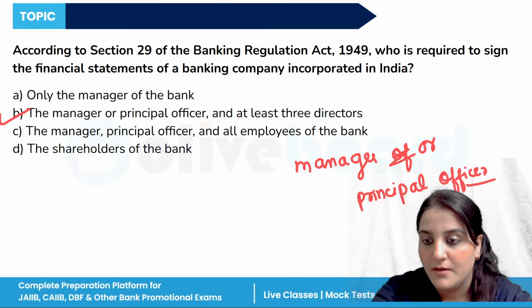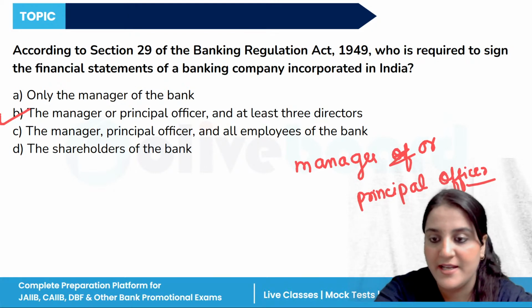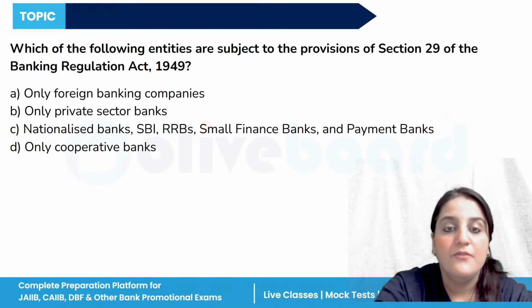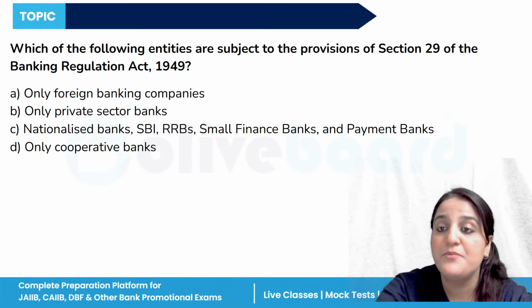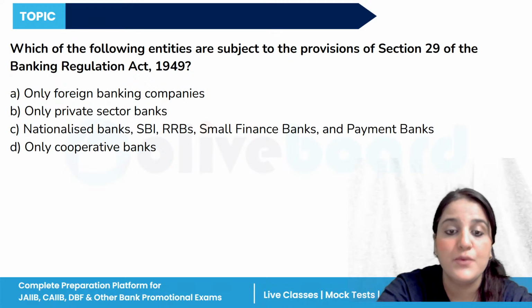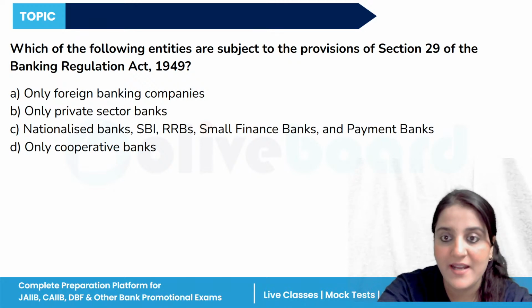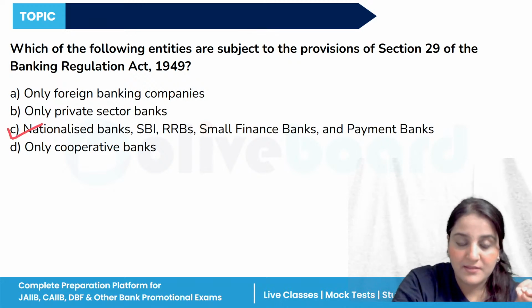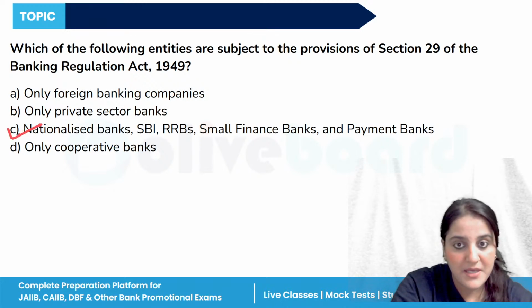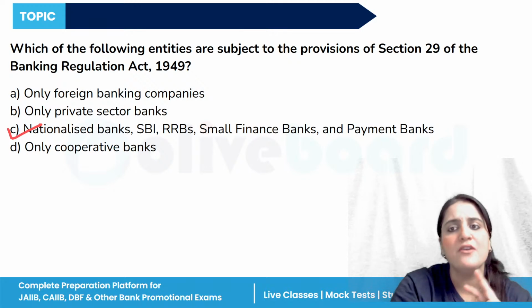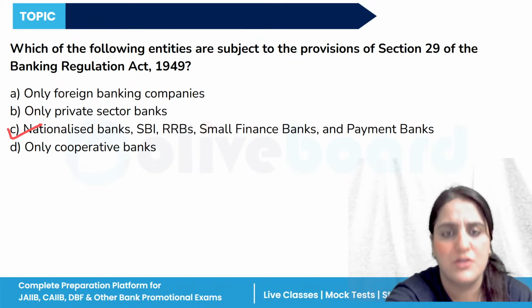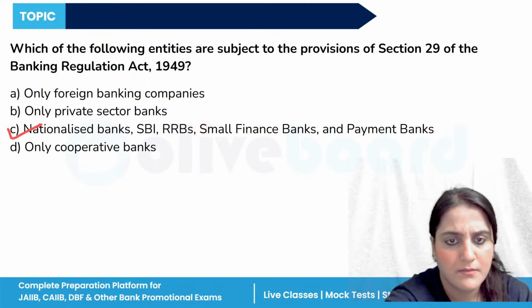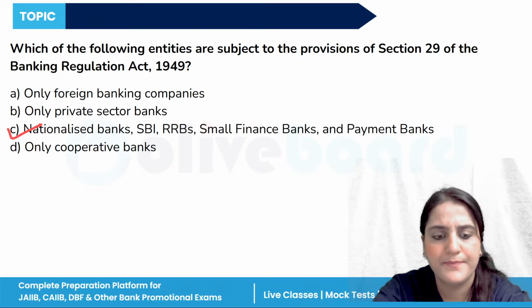Yes, B, as all other options are clearly eliminated. Athar sir, very good. Which of the following entities are subject to the provisions of Section 29 of the Banking Regulation Act 1949? And I told you this: nationalized banks, SBI, RRBs, small finance banks, and all the payment banks also. Okay.